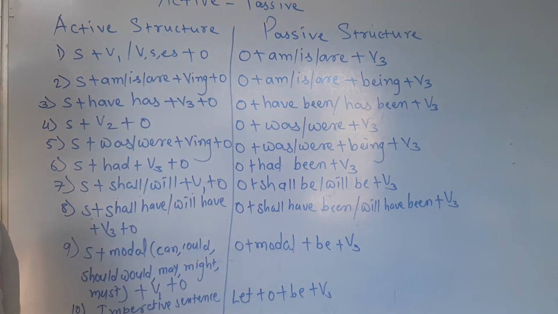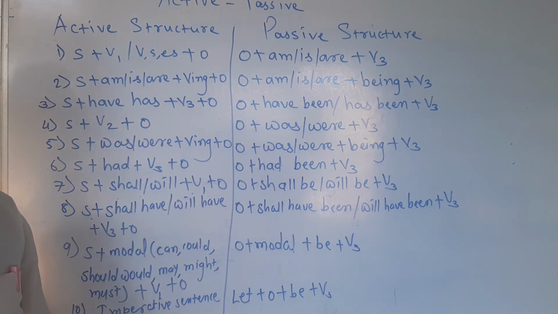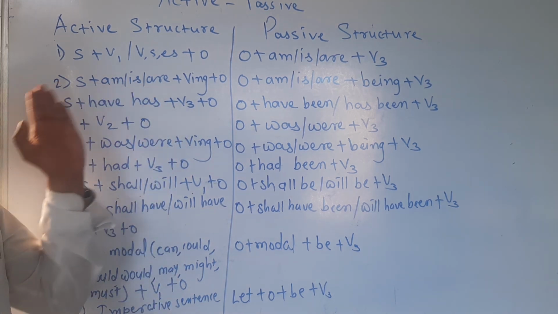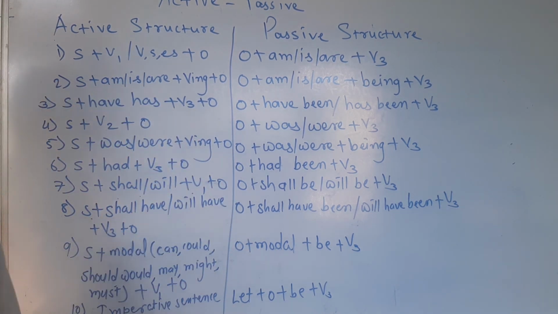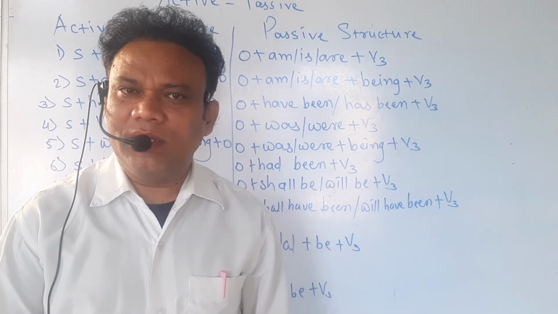So these structures are very important. You cannot learn active passive unless you learn these structures. So the first important thing which you have to do is that you have to learn these 10 active and passive structures. So students, I hope that you have learned this topic well.